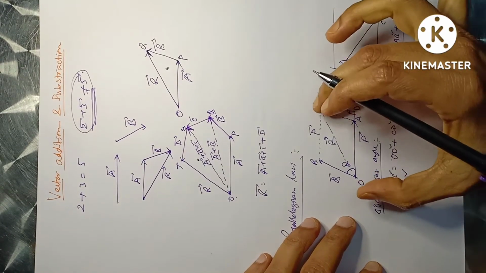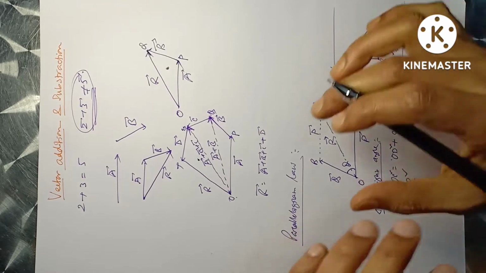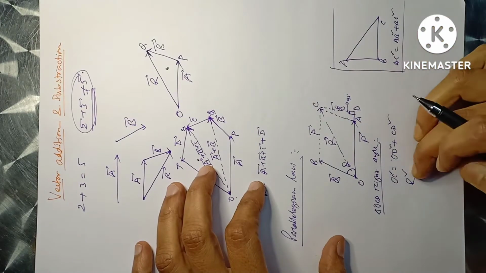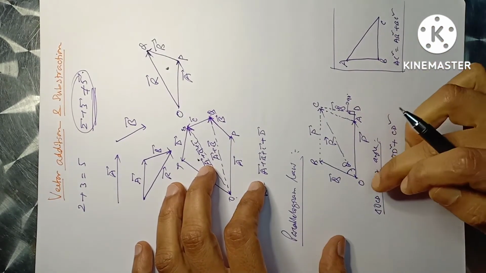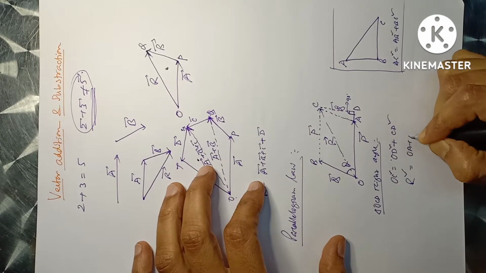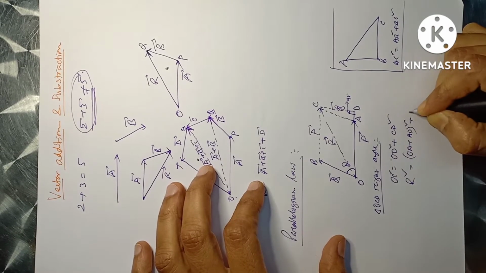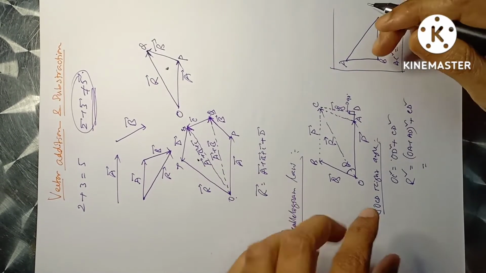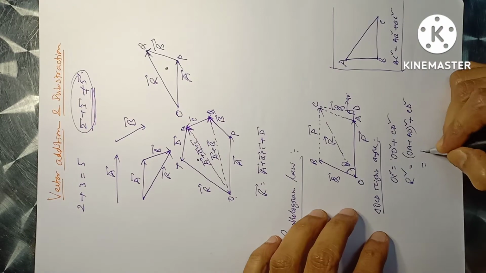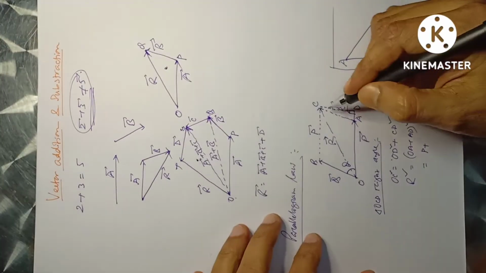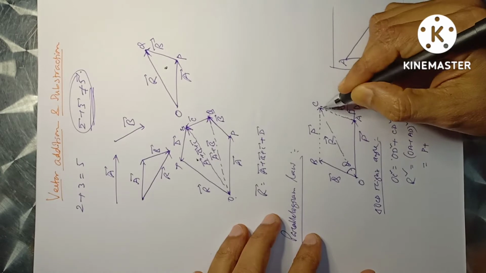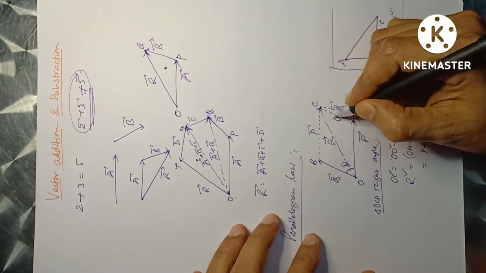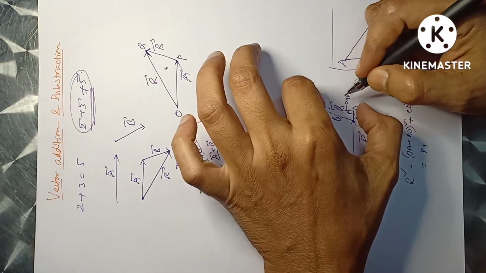This is the magnitude of R. OC, the length, is always magnitude, and direction means the direction. So OC square means R square. But OD is OA plus AD, so OA plus AD whole square plus CD square. So we have to calculate OA equal to P and AD. So this part ACD is also a right angle triangle, and AC equal to Q and CD.